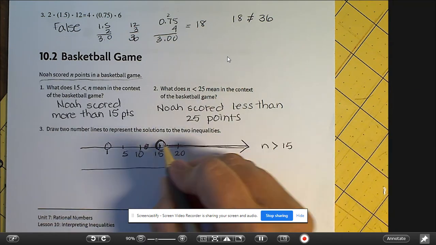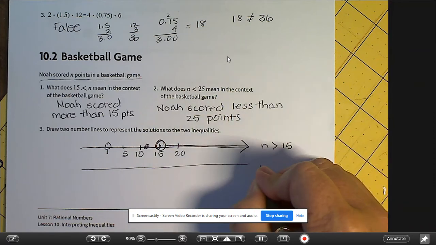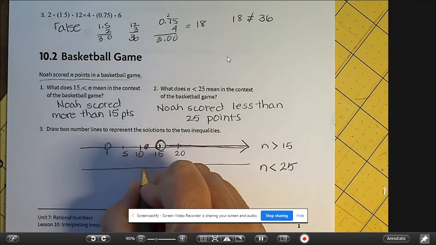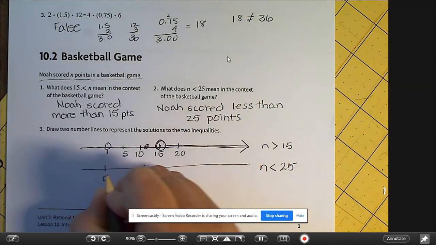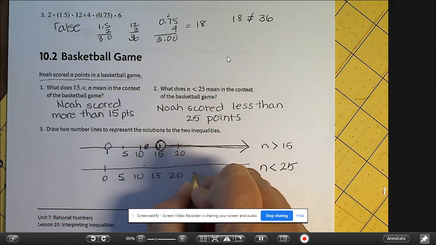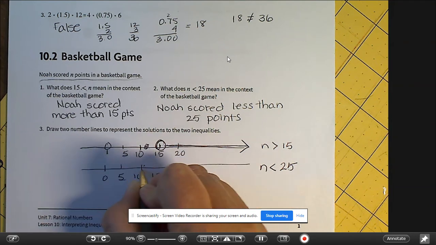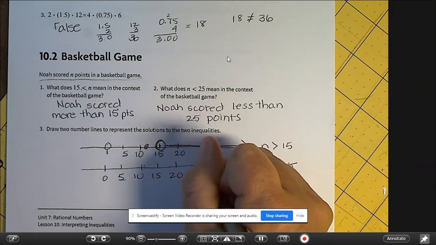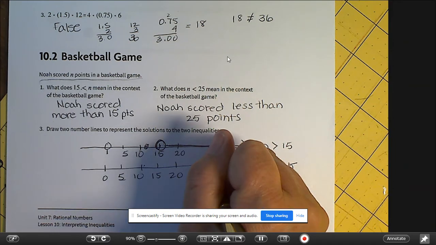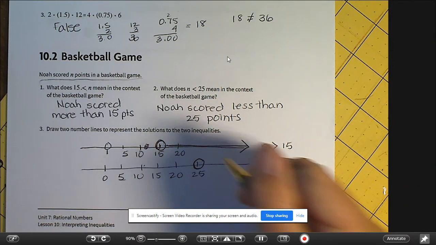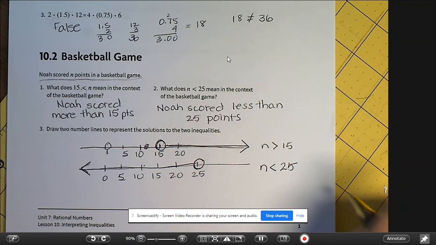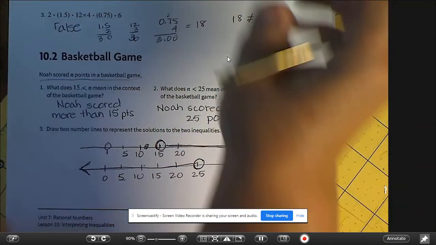And then the next one is n is less than 25. So again, let's do our 0 here, and 5, 10, 15, 20, 25, and our little lines. And then it's not equal to 25, it's only less than 25, so we're going to put an open circle at 25, and we're going to go to the left. This is n is less than 25.